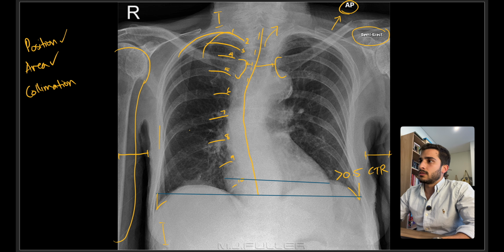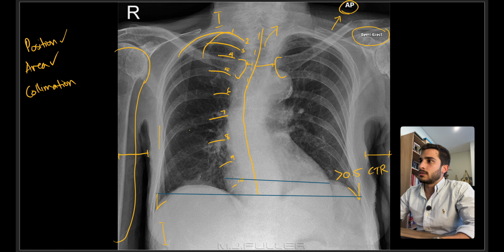The next one is exposure, okay? So just looking at this image, to me it looks very contrasty, right? You see a lot of darkness in here, and then all of a sudden too much whiteness. So this potentially suggests that it's a relatively low kVp. kVp could have been increased.